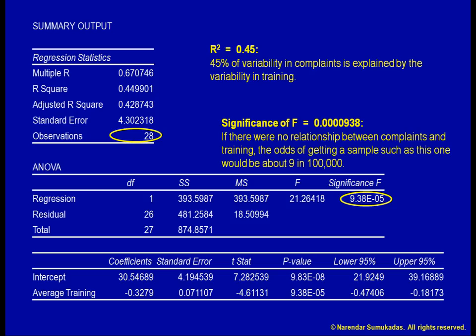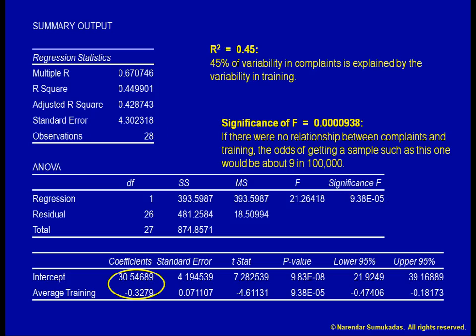Given such small odds, I am pretty confident that the relationship is not zero. Note here that I still don't know for sure how strong the relationship is, but I am confident it is not zero, and my best guess is 45%.